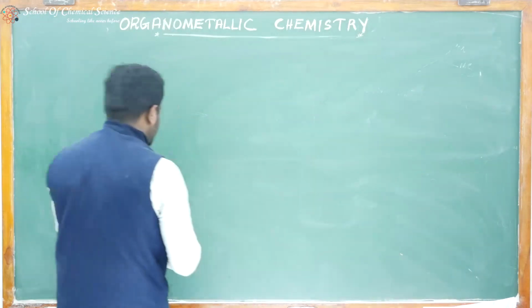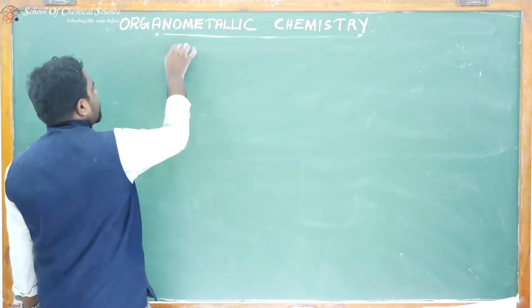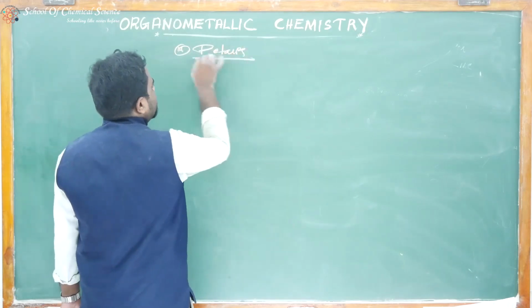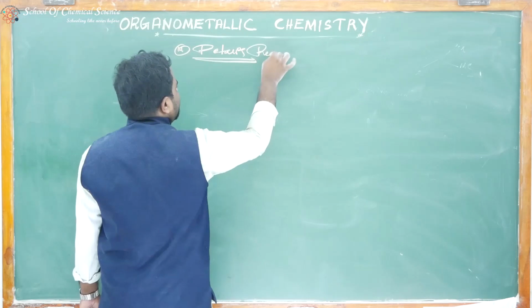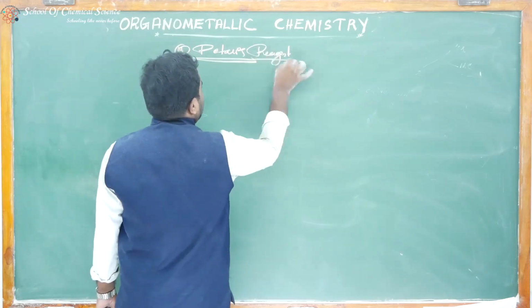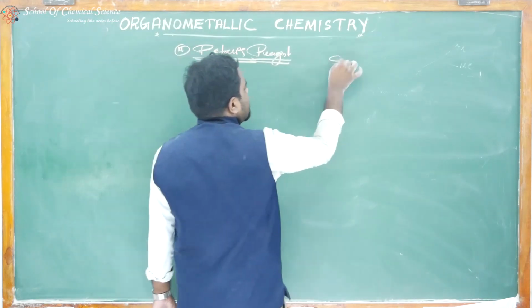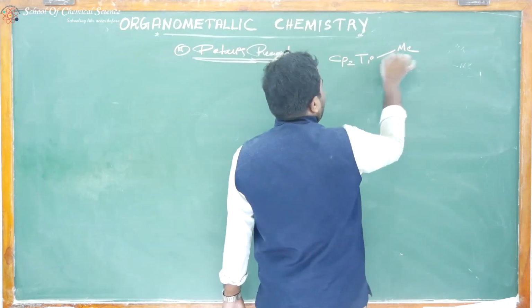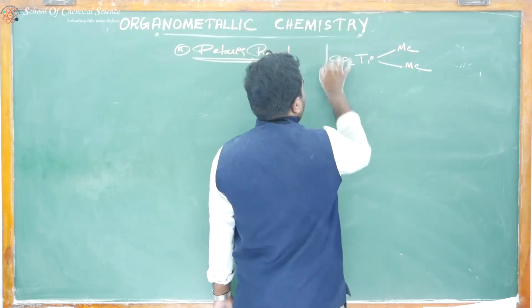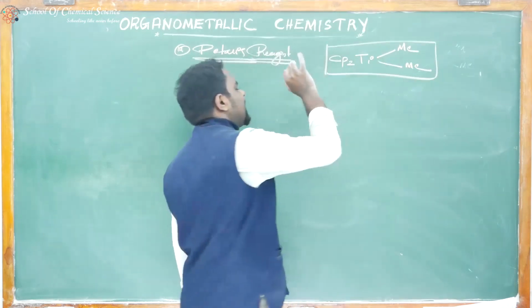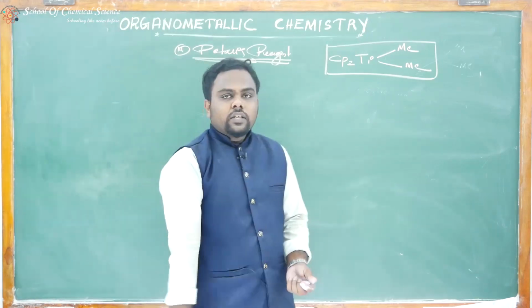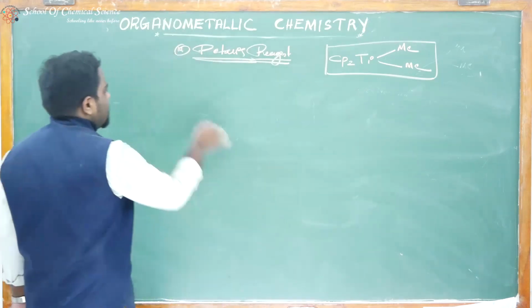Third reagent is Petasis reagent. So what is Petasis reagent? Cp2Ti(CH3)2, dimethyl titanocene, is called Petasis reagent.